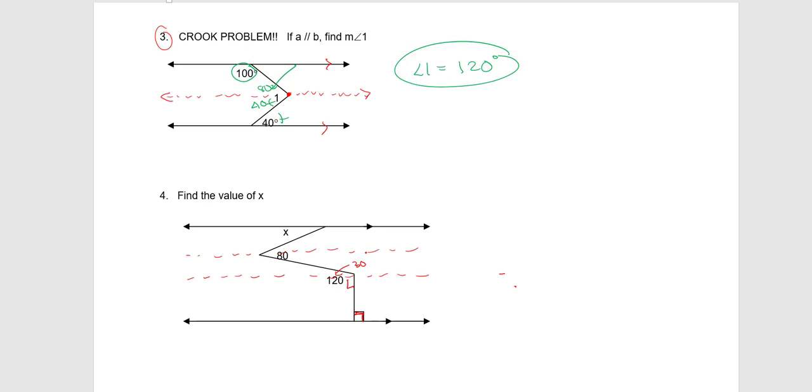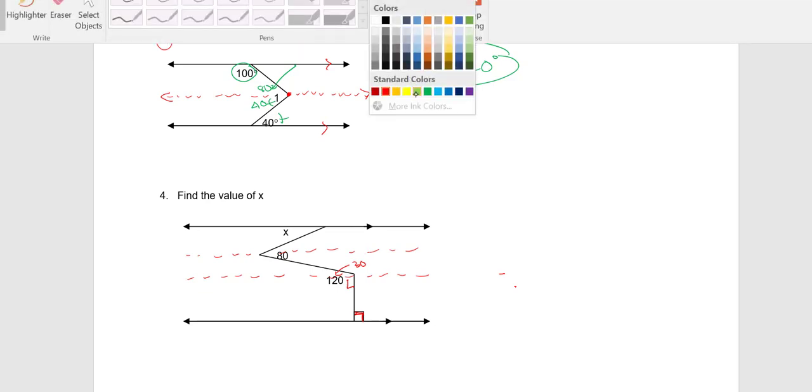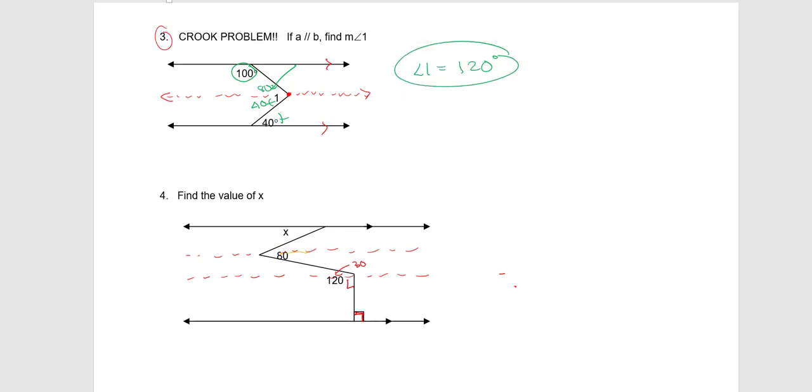And then hopefully you can see that there's a Z shape here. There's an alternate interior angle right here. Okay, so that means this one's also 30. And then hopefully you can see that because this whole thing is 80, this one must be 50. And then again, I have another alternate interior angle there. And so this has to be the same as that 50, or 50 degrees.